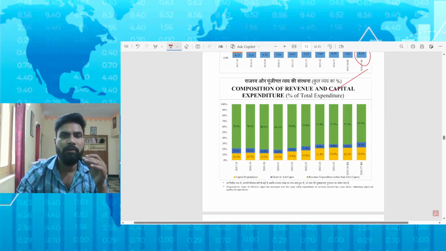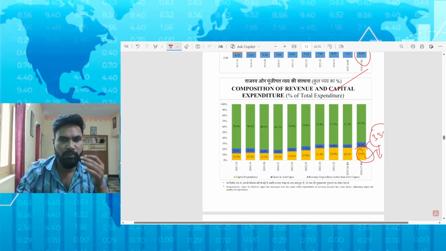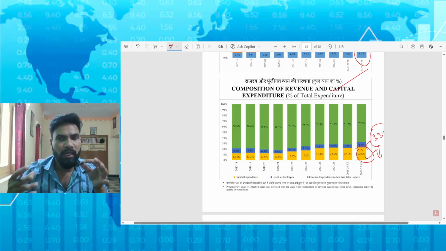Then composition of revenue and capital expenditure as a percentage of total expenditure. Capital expenditure as a percentage of total expenditure stands at 22.8%. Actually, it can be roughly 33%, and I'd be very happy. The share of capital expenditure in total expenditure should be at least 1/3, but we are considerably below. So out of 100 rupees, roughly 23 rupees we are spending towards capital expenditure, which has the potential of creating infrastructure, creating assets, and which can actually provide jobs, etc.